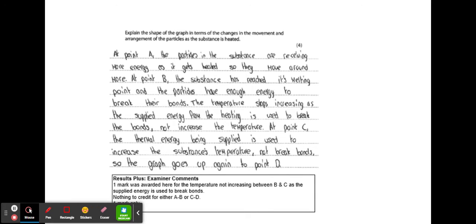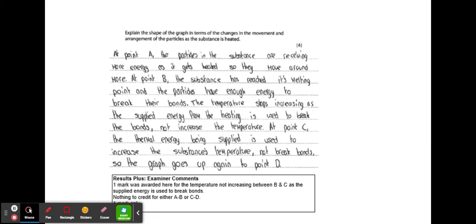So they only got 2 marks. Second answer then says here, at point A, the particles in the substance are receiving more energy as it gets heated up, so they move around more. At point B, the substance has reached its melting point and the particles have enough energy to break their bonds. The temperature stops increasing as the supplied energy from the heating is used to break the bonds, not increase the temperature, which is correct. At point C, the thermal energy being supplied is used to increase the substance's temperature, not break the bonds, so the graph goes up again by point D.